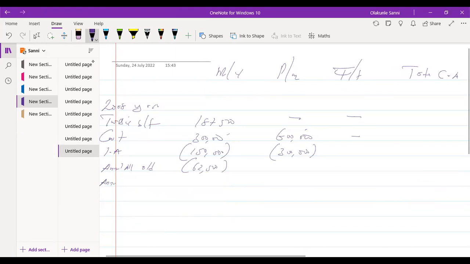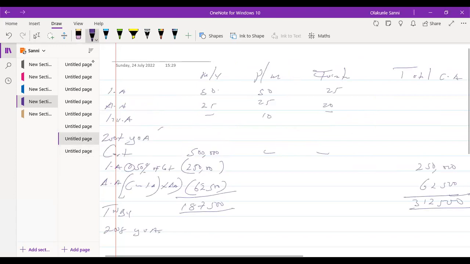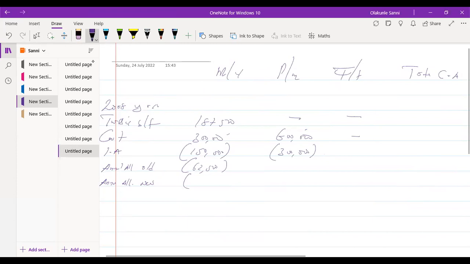Annual allowance, the new asset that was purchased. How will I get the annual allowance for the new asset? It's the same thing as the old one. The cost minus initial allowance times annual allowance rate. What is the cost? 300,000 minus 150,000 times annual allowance rate. What is the annual allowance rate? 25%. So class, what is the value? 300 minus 150 times 25%.